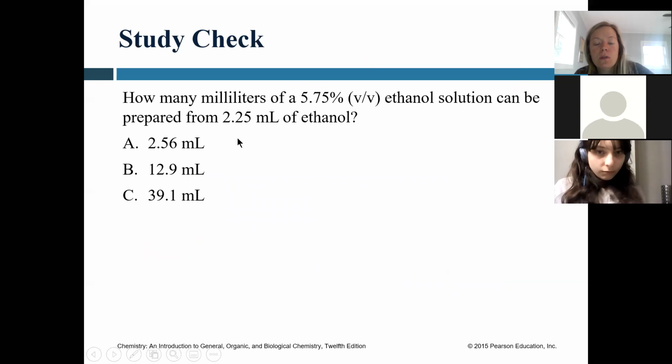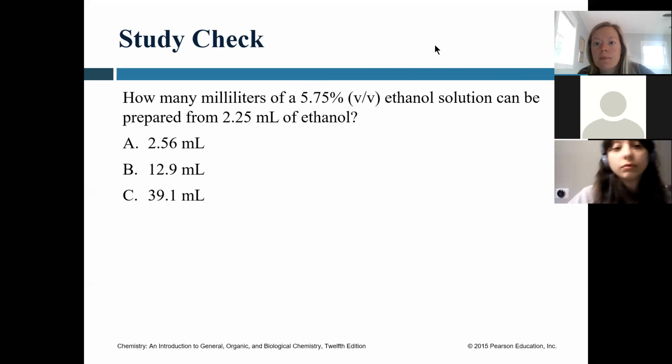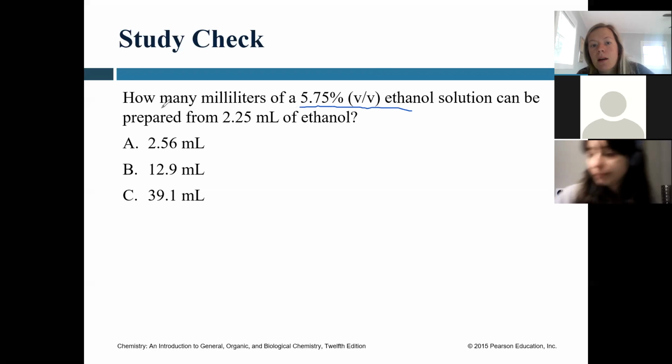I want you to do the same thing for this one. This is slightly different only in that it's in a volume. So you're going to be using milliliters instead of grams. But I want you to take the percentage that's given, write it as a conversion factor, and then prepare your solution.